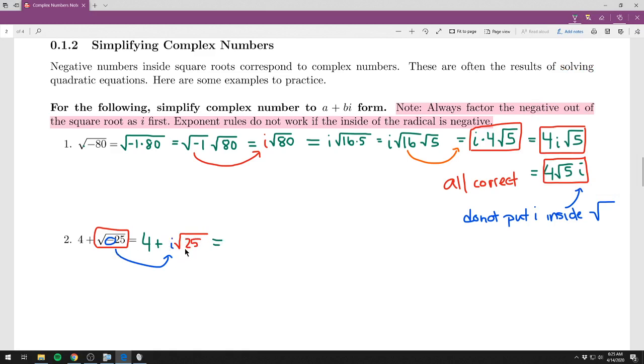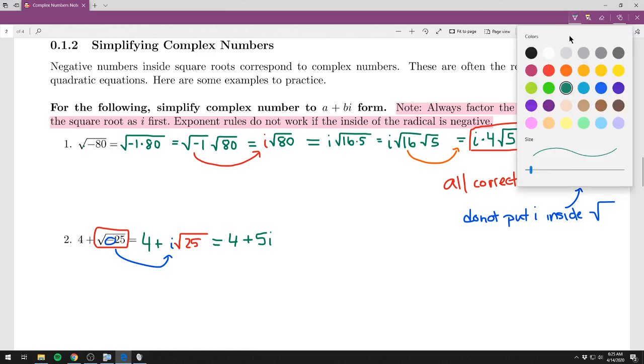Next, can we simplify the square root? And we can simplify. The square root of 25 is 5. I like to write my i in behind the whole numbers at least. I usually write it at the very end, but it doesn't really matter. I like to write it like this.